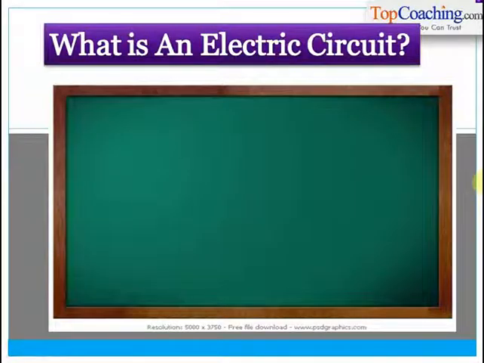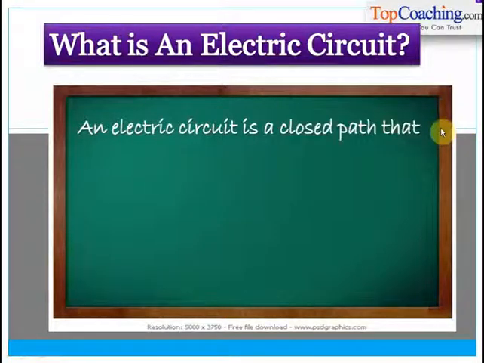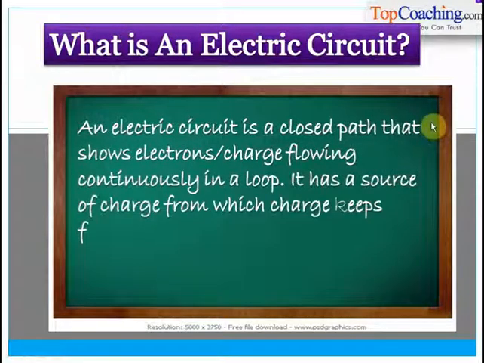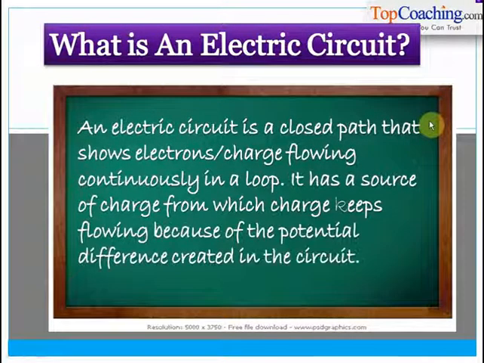The first thing we need to understand, of course, is what is an electric circuit. An electric circuit is a closed path that shows charge flowing continuously in a loop. It has a source of charge from which charge keeps flowing because of the potential difference created in the circuit. Now this seems to be quite a complicated definition. What exactly is an electric circuit?